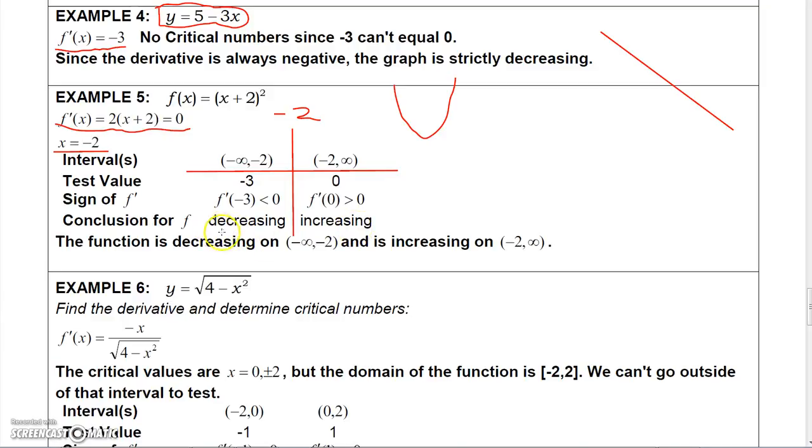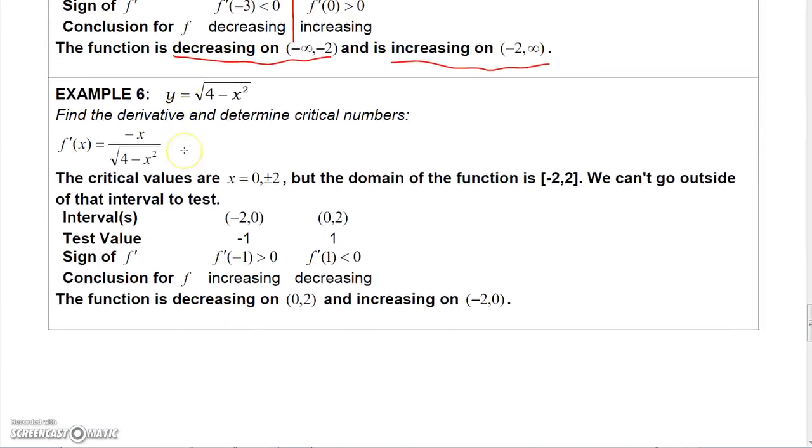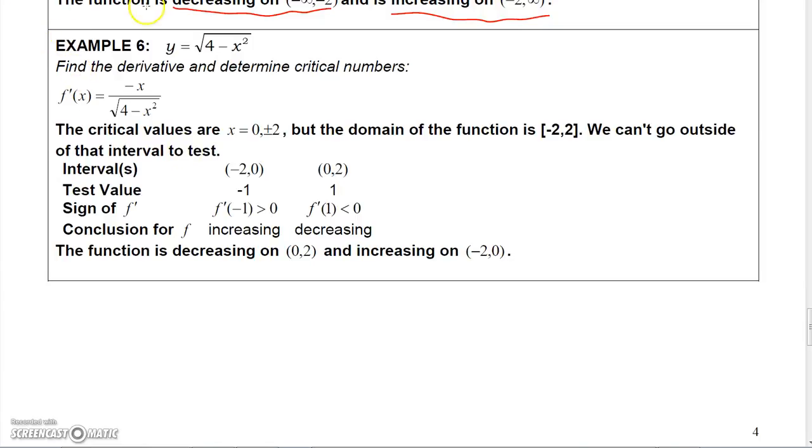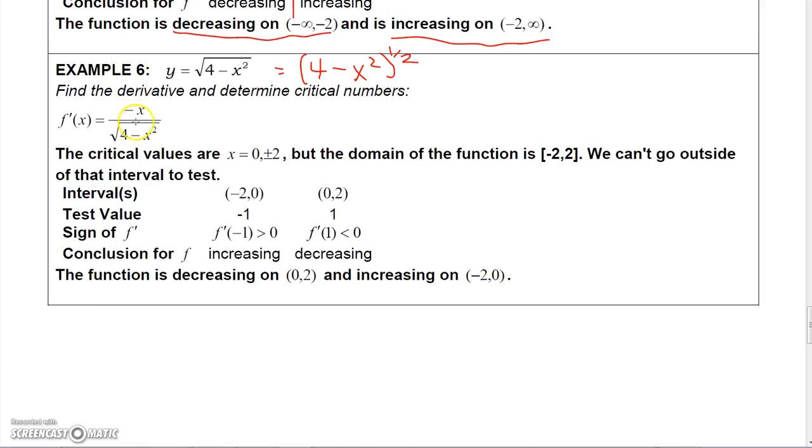So basically this function is decreasing on the interval from -infinity to -2 and increasing on the interval -2 to infinity. Okay, here's another one. y equals 4 minus the square root of 4 minus x squared. Now again, you might want to write this as 4 minus x squared to the 1/2 power before you try to take the derivative. But once you do that, then you can just use the general power rule to get the derivative. And what I got, when I simplified it, was minus x over the square root of 4 minus x squared.